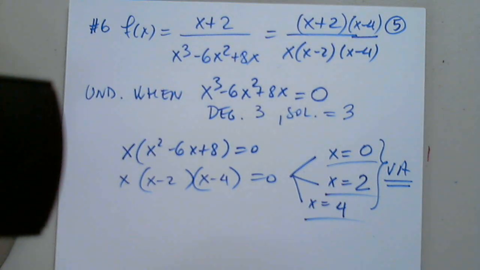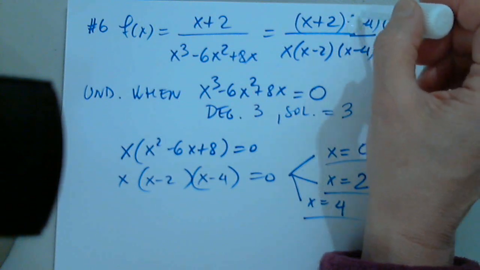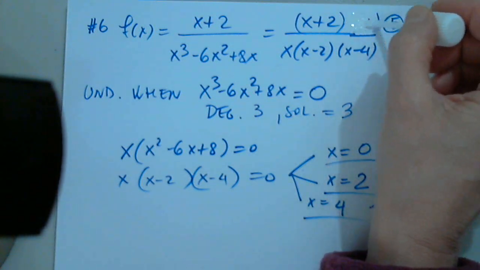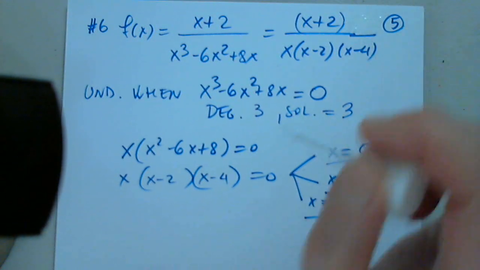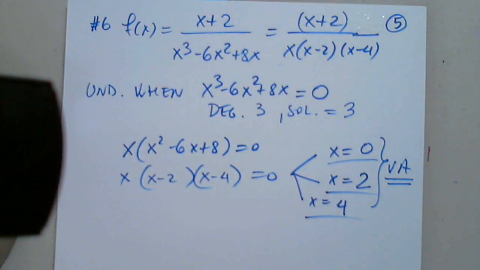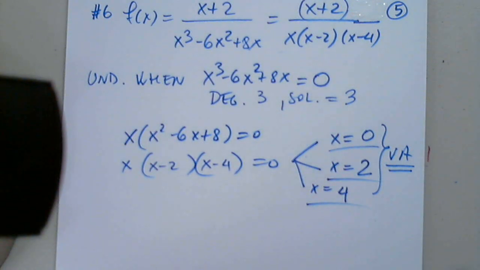Vertical asymptotes are at the points where the function is undefined, the rational function is undefined, but whenever we can simplify a factor, that is no longer a vertical asymptote. Awesome. Perfect. Okay, moving on.